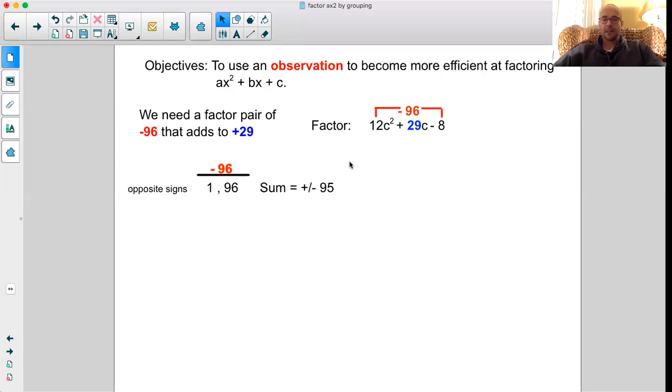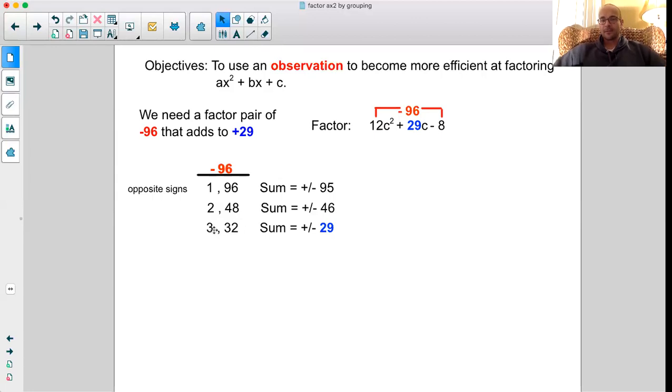But that's certainly not a 29. So I found a factor pair of negative 96 that didn't work for me. My next factor pair of negative 96, 2s and 48s, I could make a 46 if they had opposite signs. That's not 29. Ooh, there's my 29. Okay. So what I want to do now is think, what am I going to do with this 3 and this 32?